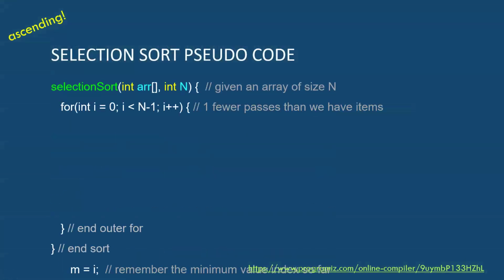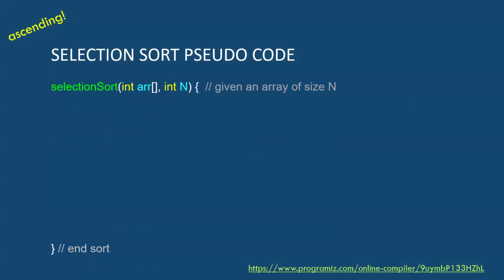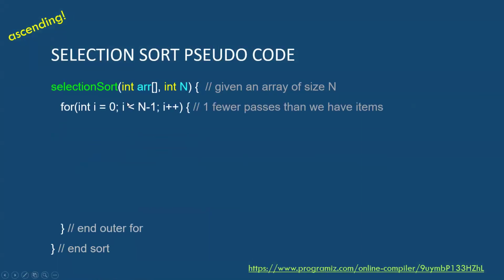Now let's take a look at the pseudocode real quick. So there's our outer loop. Okay, we go while I is less than the second to the last position. That's because we're going to swap with I. We're going to, well, we potentially will go one further to the right.